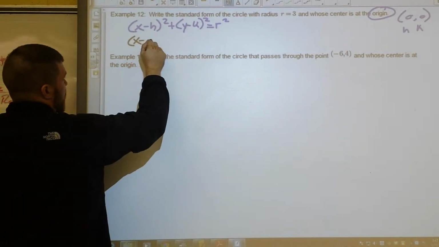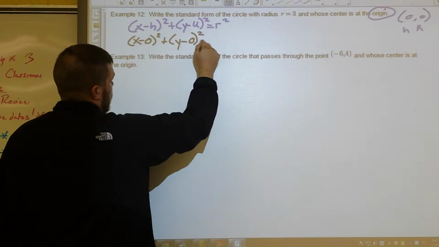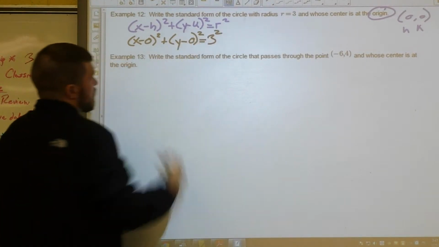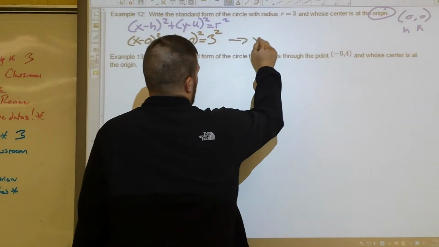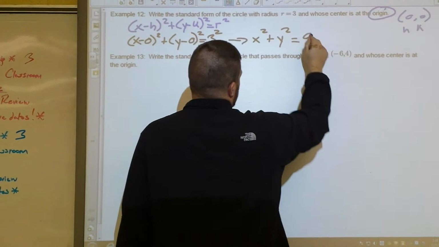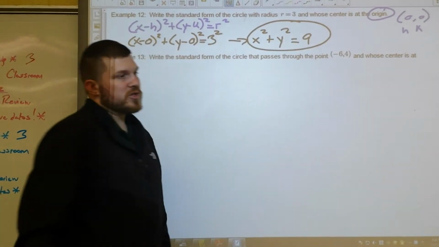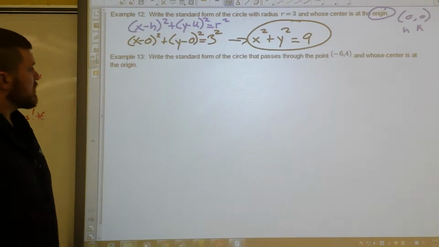So I have (x minus 0) squared plus (y minus 0) squared equals 3 squared. And I want to clean this up as much as I can. So obviously I end up with x squared plus y squared, and then 3 squared is 9. So that's the equation of my circle with radius 3, whose center is at the origin. Very easy. Let's look at example 13.